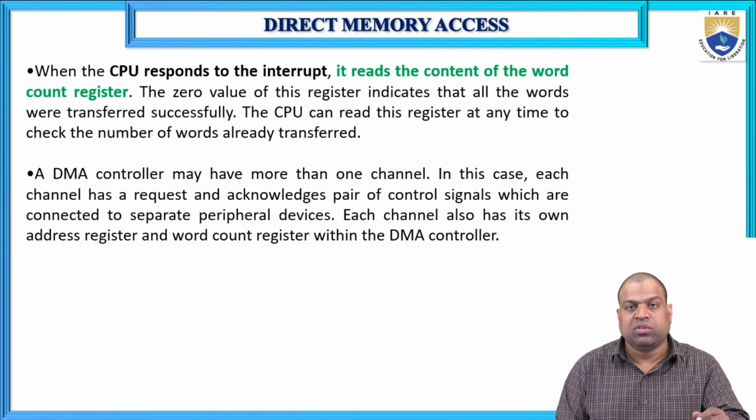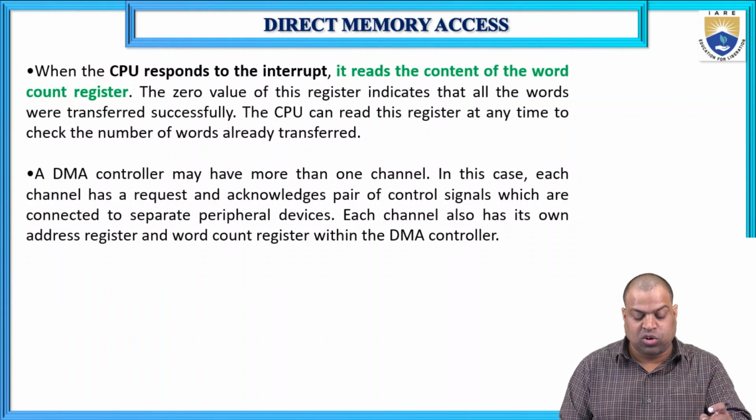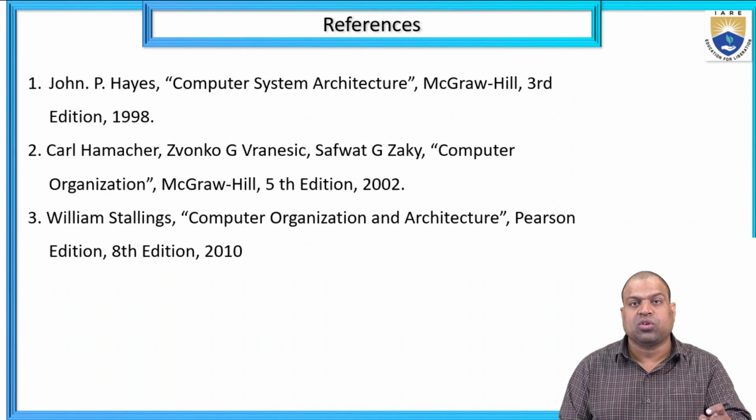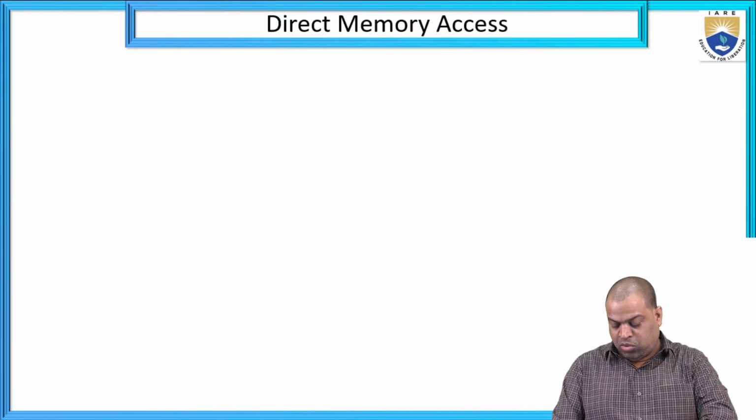And if the DMA controller is enabled without a CPU, each channel has a request and acknowledge pair of control signals which are connected to separate peripheral devices. Each channel also has its own address register and word count register within the DMA controller. So these are the references. So we have discussed today about DMA.